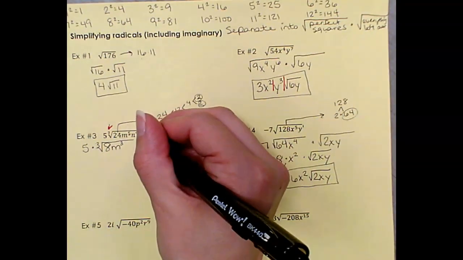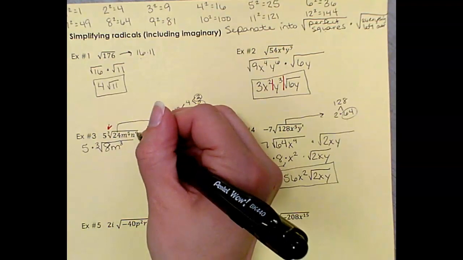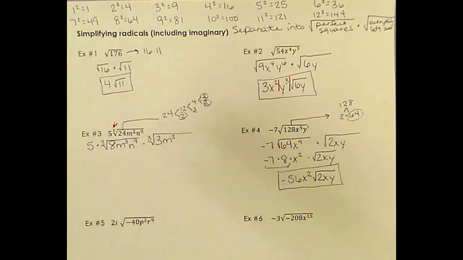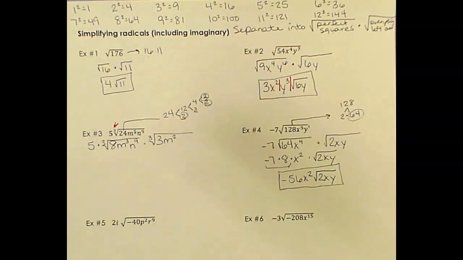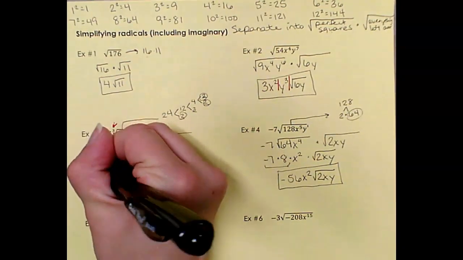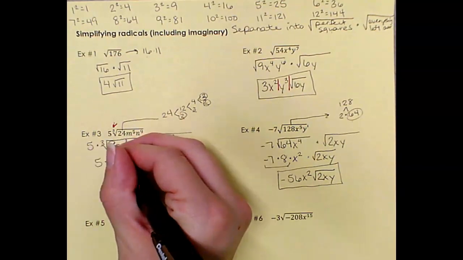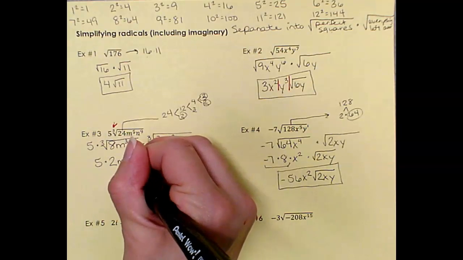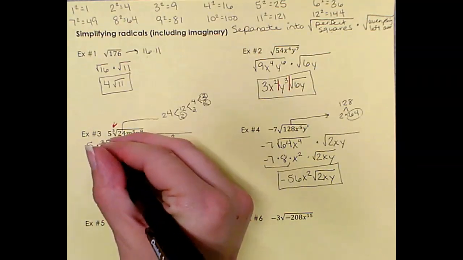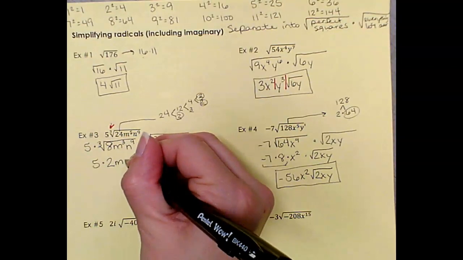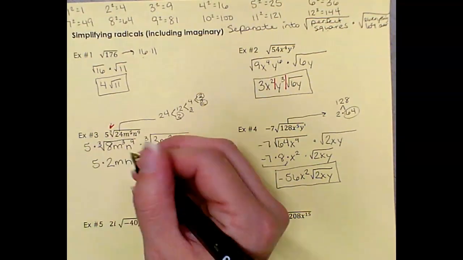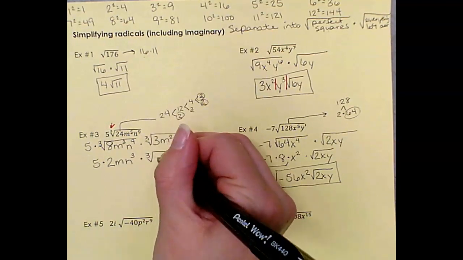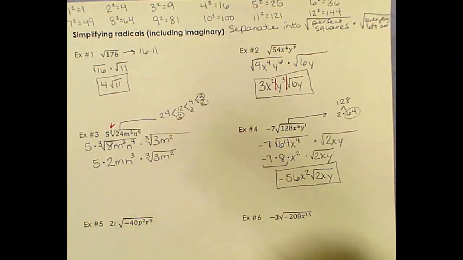What about n to the power of 9? Is that divisible by 3? Yes. So n to the power of 9 is a perfect cube. So when I simplify this, I still have the 5. The cube root of 8 is 2. The cube root of m cubed is m to the power of 3 divided by 3, which is just m. And n to the power of 9 divided by 3, which is n cubed, times all the leftovers, the cube root of 3m squared.